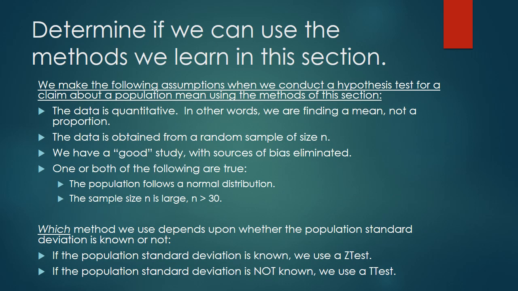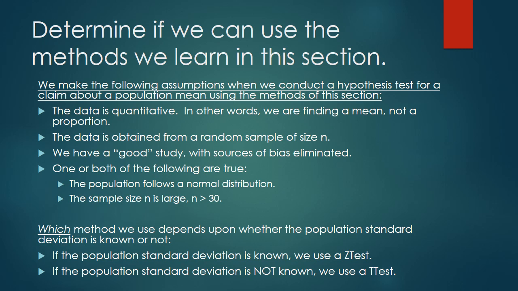We want to determine if we can use the methods we learn in this section. You won't be asked to do all of this for every problem, but in the real world, you'll need to, and there are several things that you can check on. For example, we're going to conduct a hypothesis test about a population mean. You need to make sure you have quantitative data. Your data needs to have a mean. If you don't have quantitative data, then you can't find a mean and you'd be doing something different.